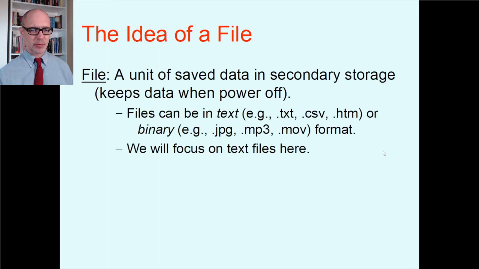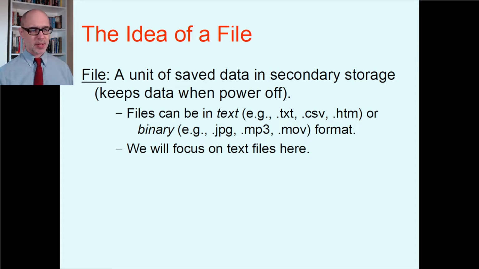So basic idea of a file. A file is a unit of saved data in what we call secondary storage. Again, a hard drive, an SSD drive, a USB stick, could be a tape drive actually, something like that. The point is secondary storage, as we talked about the very first day of class, is something that keeps the data when the power is off. So you can shut off your computing device, turn it back on later, start your program up, and just have it read all the data that you need out of file storage.